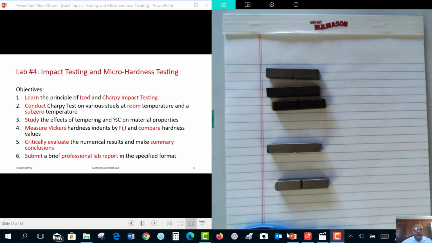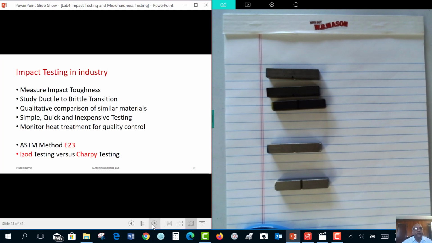Okay, so let's see, why do we do impact testing? Impact testing is very important in industry. We do it to measure impact toughness. We do it to study ductile to brittle transition. Often impact testing is only used for qualitative comparison, not quantitative comparison, of similar materials, typically materials that have been given some thermal treatment or mechanical treatment or thermomechanical treatment. It's very simple, quick, and inexpensive testing, as you will see.